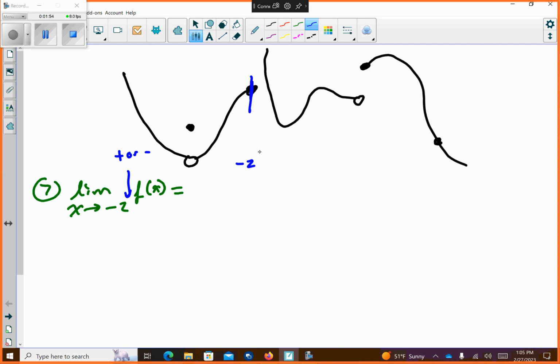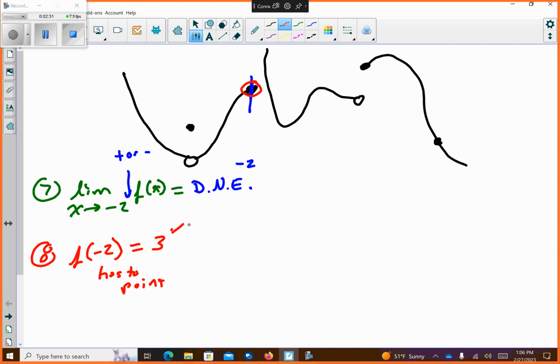So you can write DNE, which always, as a teacher, looks like students are writing 1. But DNE means does not exist. No limit exists there. And then if I go to number 8, we want the function at -2. Okay? The function at -2. This has to be a point. So it's going to get to here. So we're not looking for a limit. We're just saying, hey, at -2 in the x direction, where is this happening? This is happening at 3 in the y direction.